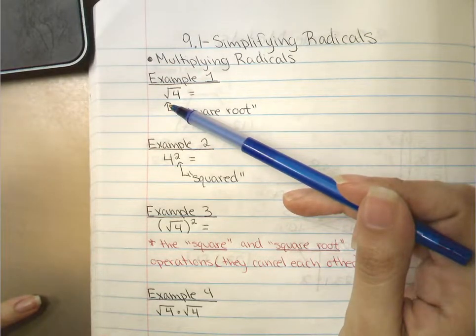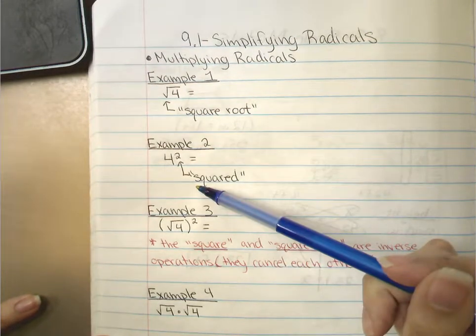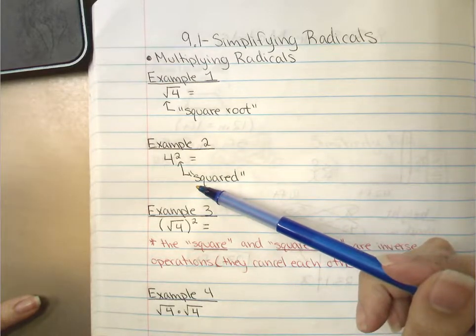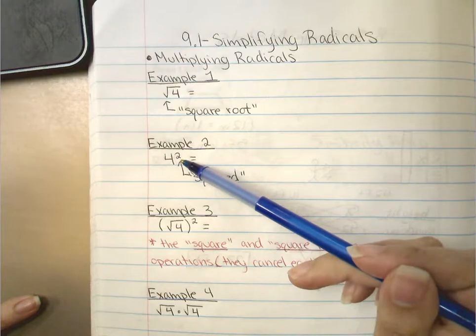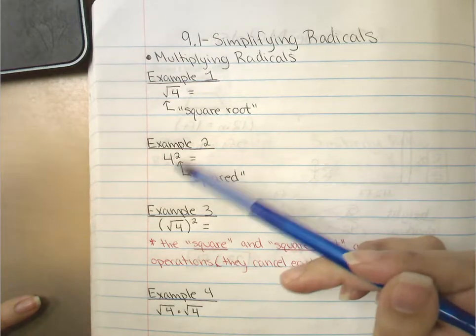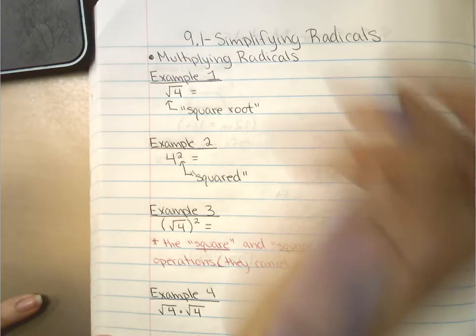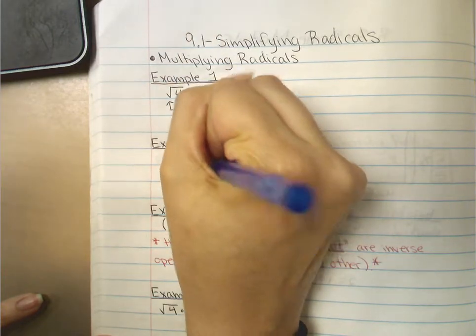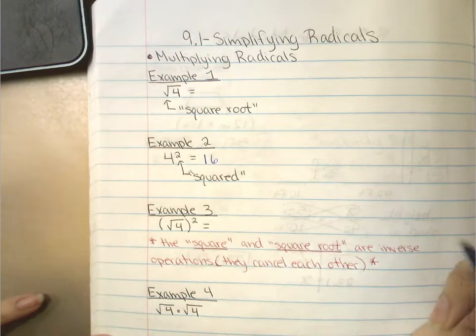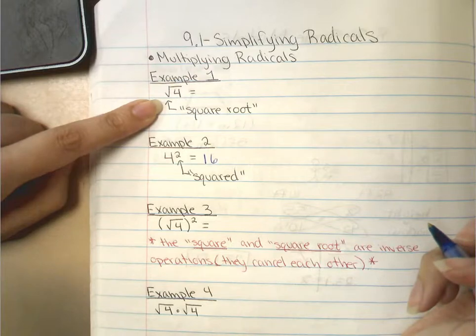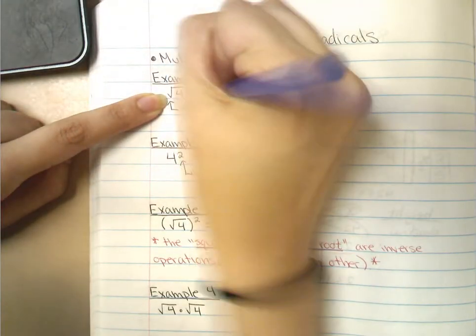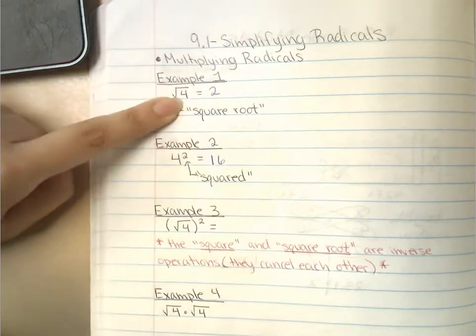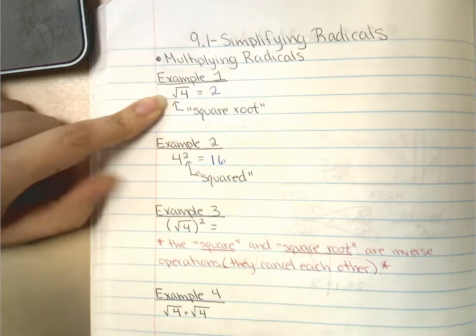Right here I have square root of 4. Example 2, I have 4 squared. Very different. When you're taking the square of a number, you multiply that number by itself. So for example 2, 4 squared, the answer is 16, because 4 times 4 is 16. Square root is the opposite of that, so the square root of 4 would be 2, because 2 times 2 would give me 4. So just know the difference.